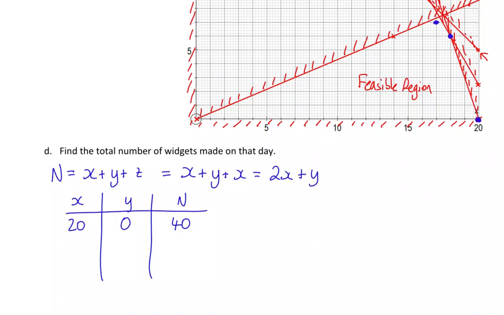So we've got 2 lots of 20 plus 0, so 40. Right, let's try the next one to the left. So that is 18, 6. So we've got 2 lots of 18 plus 6 is 42. So that's a little bit better. Let's try the next one to the left, which is 17 and 7. So 2 lots of 17 plus 7 is 41. So 42 is giving us our maximum. So it is 42 widgets.